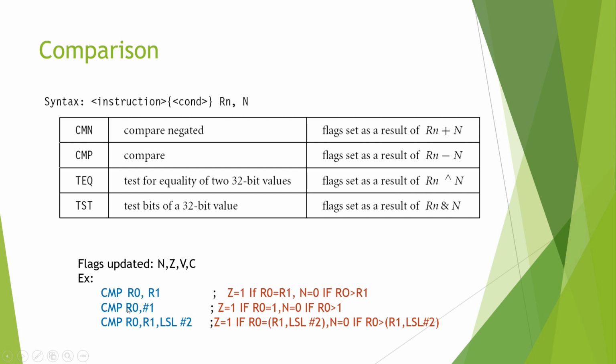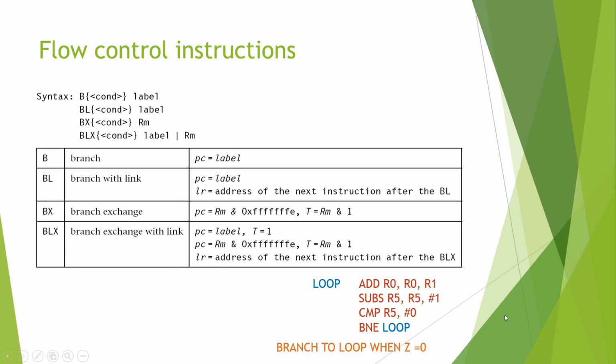And if the value of R0 is greater than R1, the N flag will be equal to 0. You can also have a comparison being made with an operand and R0. At that time, if R0 is equal to 1, the Z flag is set, and if R0 is greater than 1, N is going to be 0. Similarly, we can have a logical shift left by two of the contents of R1, and that value will be compared with R0.